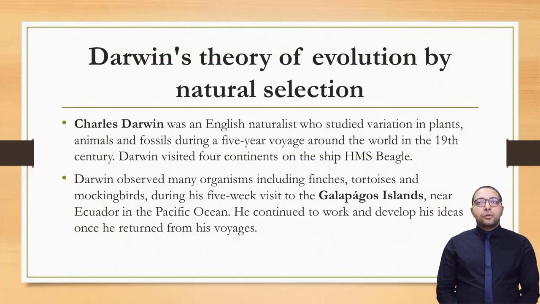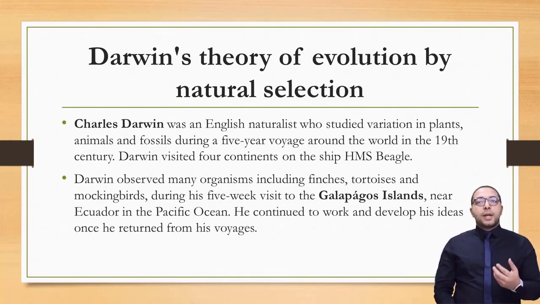Charles Darwin's theory of evolution by natural selection. Charles Darwin was an English naturalist who studied variation in plants, animals and fossils during a 5-year voyage around the world in the 19th century. Darwin visited 4 continents on the ship HMS Beagle. Darwin observed many organisms including finches, tortoises and mockingbirds during his 5-week visit to the Galapagos Islands. The Galapagos Islands are found near Ecuador in the Pacific Ocean.